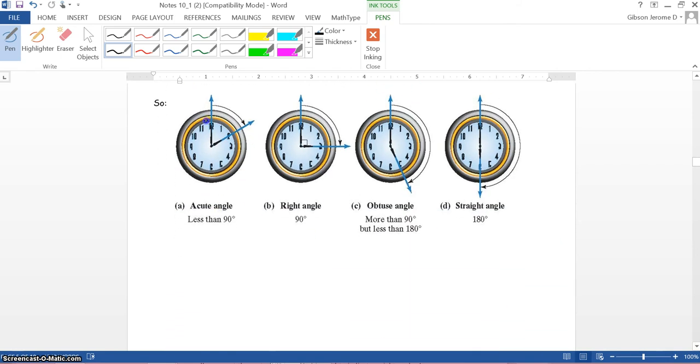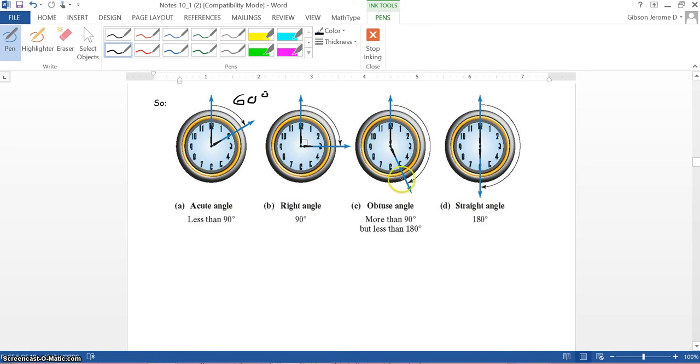Okay, now, if you look here, this is an acute angle, less than 90. We already did the 12 to 2, and we know they gave us 60 degrees, which we know is less than 90 degrees, so we proved that. This here is 90 degrees, and this is a right angle.